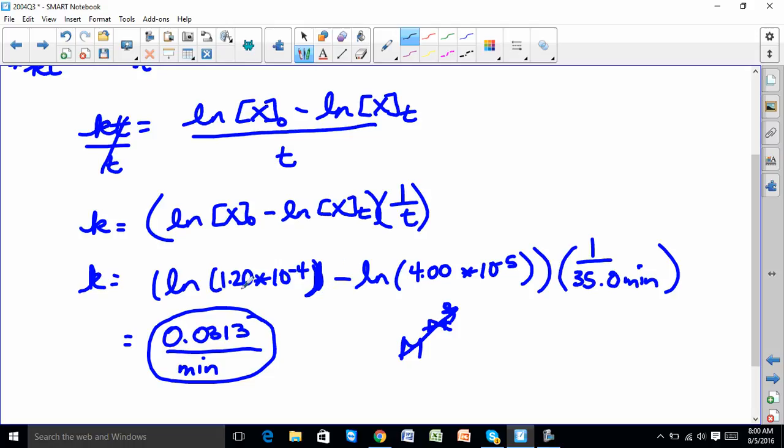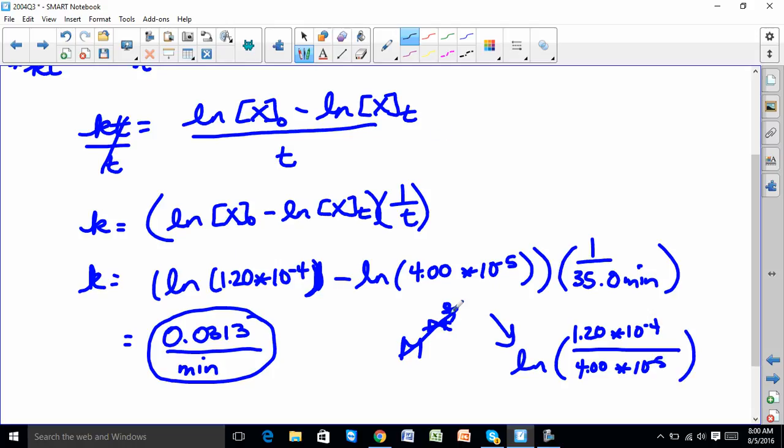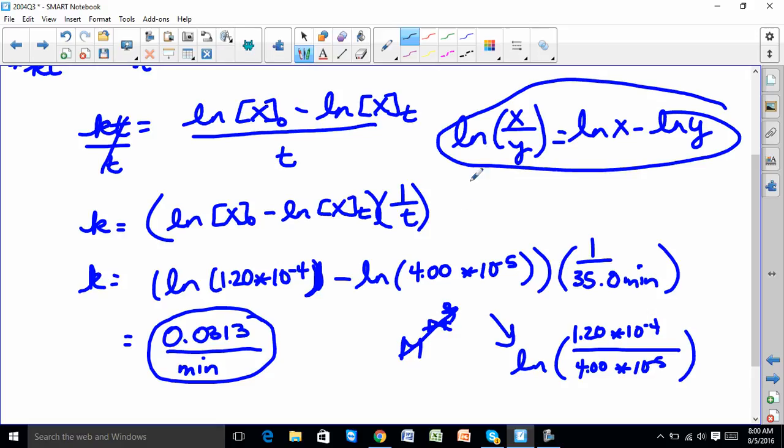And remember, properties of logarithms: this is equivalent to the natural log of 1.2 times 10 to the negative 4th divided by 4.00 times 10 to the negative 5th. I just leave it like this because it's one less thing to write down. But remember, the log of x divided by y is equal to the natural log of x minus the natural log of y. That's one of the properties of logarithms. So if you do this in your calculator and if you do that in your calculator, you should get the same value, and you will.